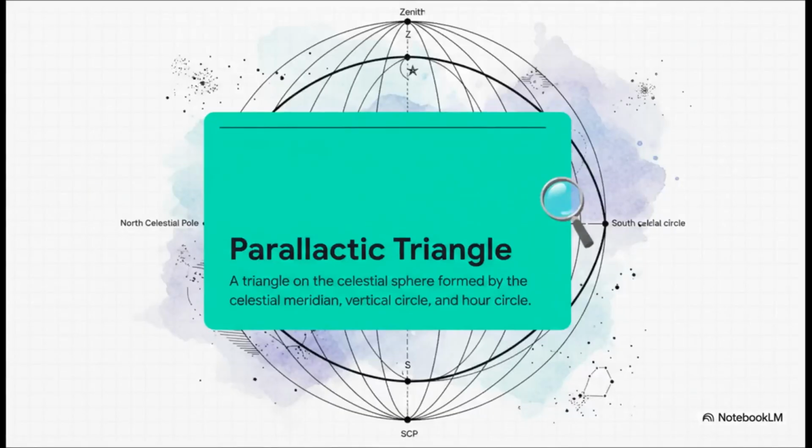Now, for the formal definition. The parallactic triangle is a spherical triangle formed by the intersection of 3 key circles. The side connecting your zenith and the pole, ZP, is a piece of your celestial meridian. The side from your zenith to the star, ZM, lies along the star's vertical circle. And the third side from the pole to the star, PM, is a segment of that star's hour circle.